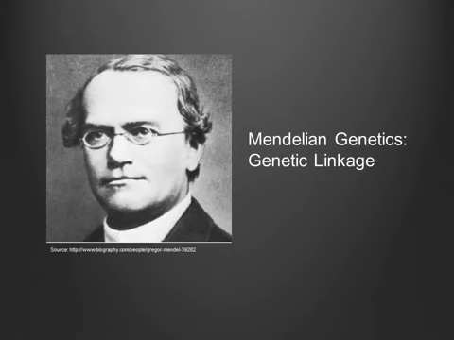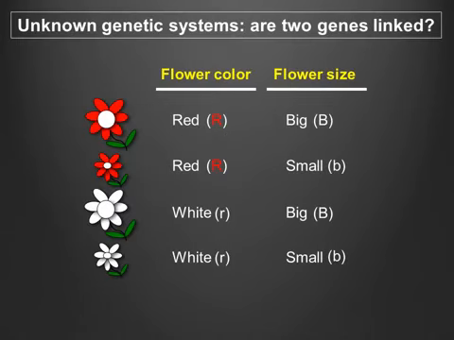In this video, we will be exploring the concept of genetic linkage. When two genes occur closely together on the same chromosome and tend to be inherited together, those two genes are said to be linked. To illustrate this concept, we will use an example of two hypothetical genes that control flower color and flower size.